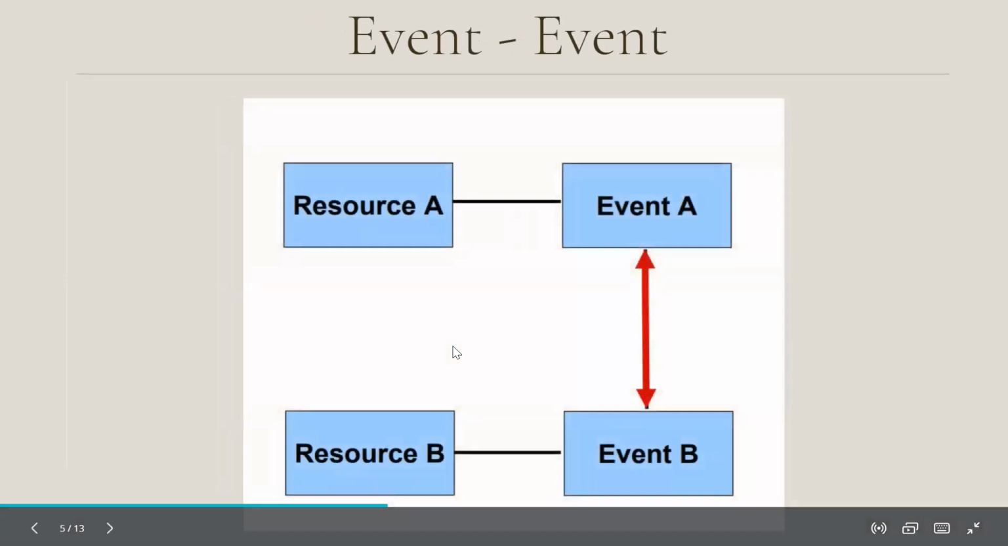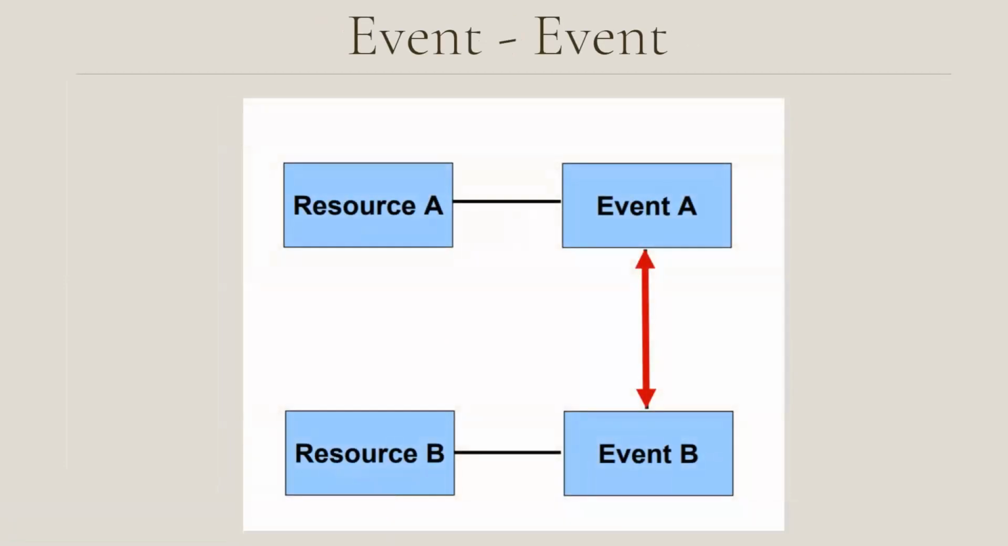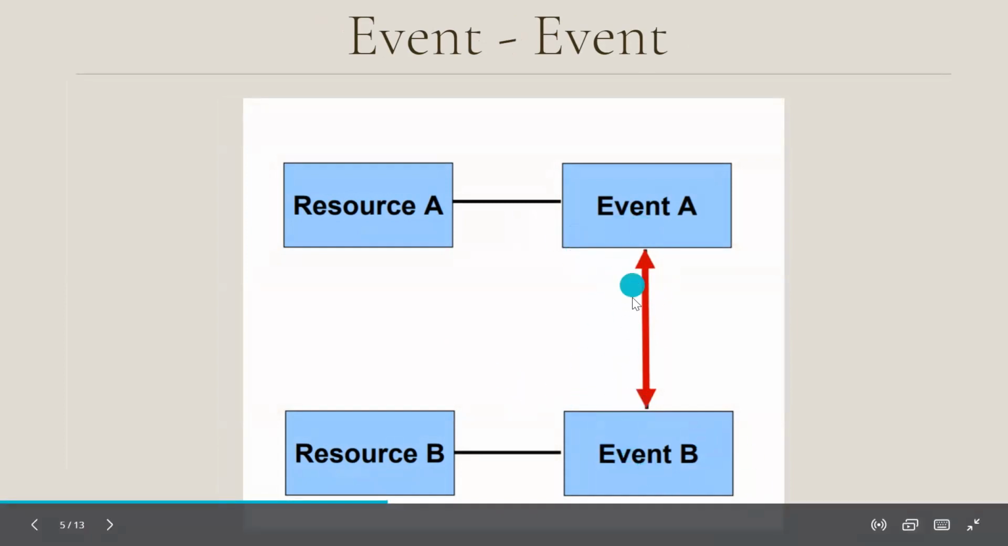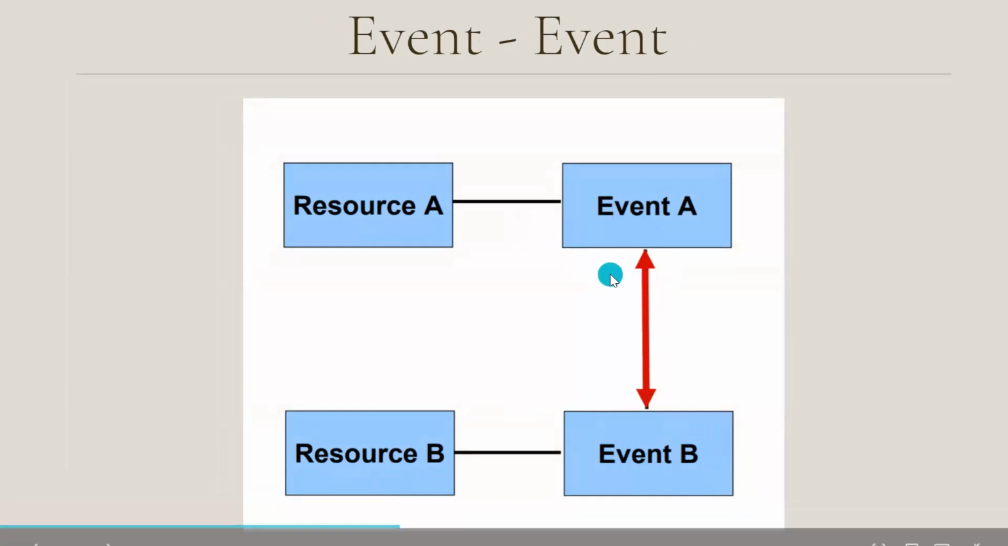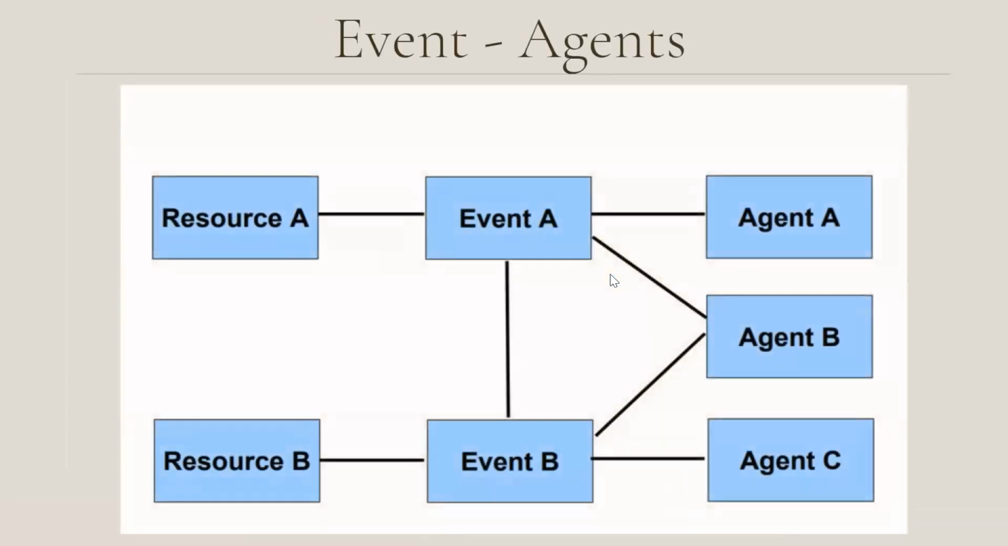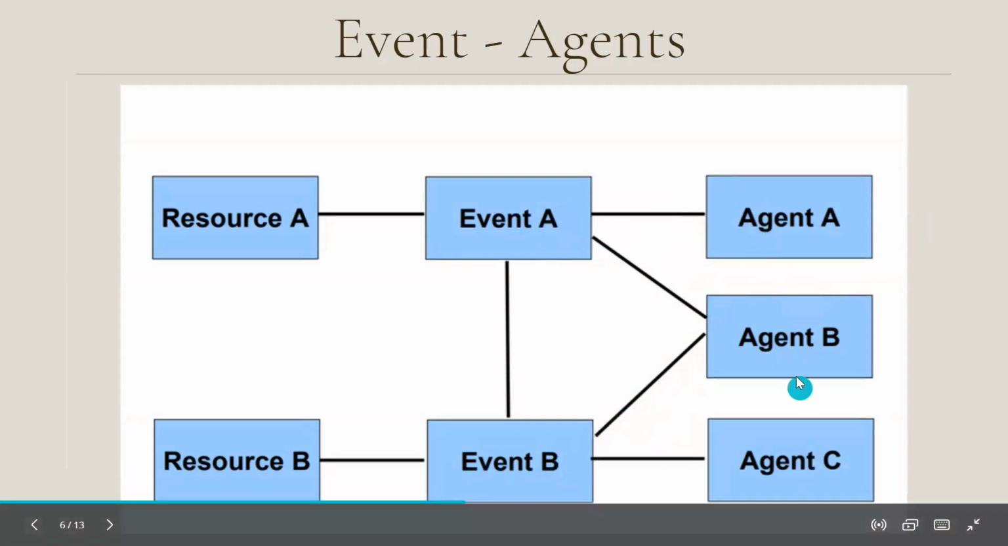Rule number two, each event is linked to at least one other event. So this event A is connected to event B. This one is related and linked. Rule number three, the last one, each event is linked to at least two agents. Like this, event A has two agents, agent A and agent B. Event B has two agents, agent A and agent C.